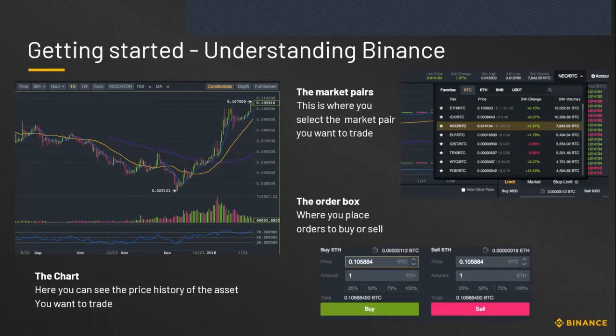So like the market pair, I don't know if you can see my mouse. This is where you select the market pair you want to trade. It's up here. I will show you once I log into my account. Then we have the order box. This is where you place your orders to buy or sell. The very interesting part of it is the chart, which we'll be looking at. Here you can see the price history of the asset you want to trade. We'll be looking at that shortly.